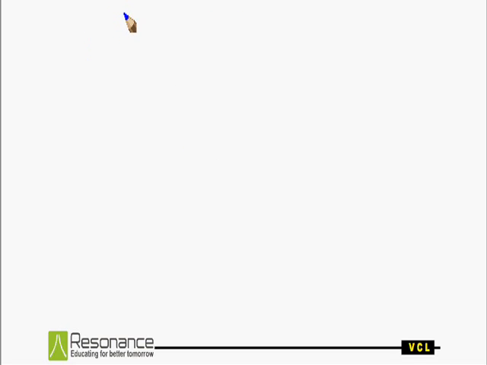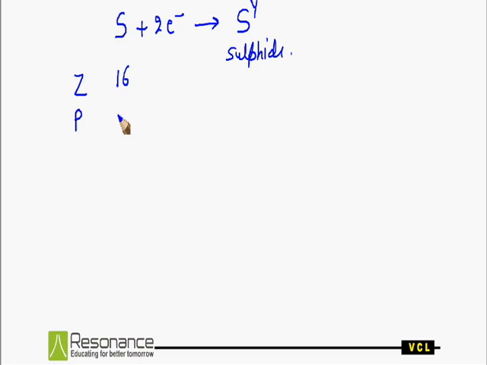Now we can take the example of sulfur. Sulfur gains 2 electrons and forms sulfide ion. Suppose sulfide has Y units of negative charge. Now we will calculate Y. Atomic number Z is 16, so protons will also be 16 and electrons also 16.